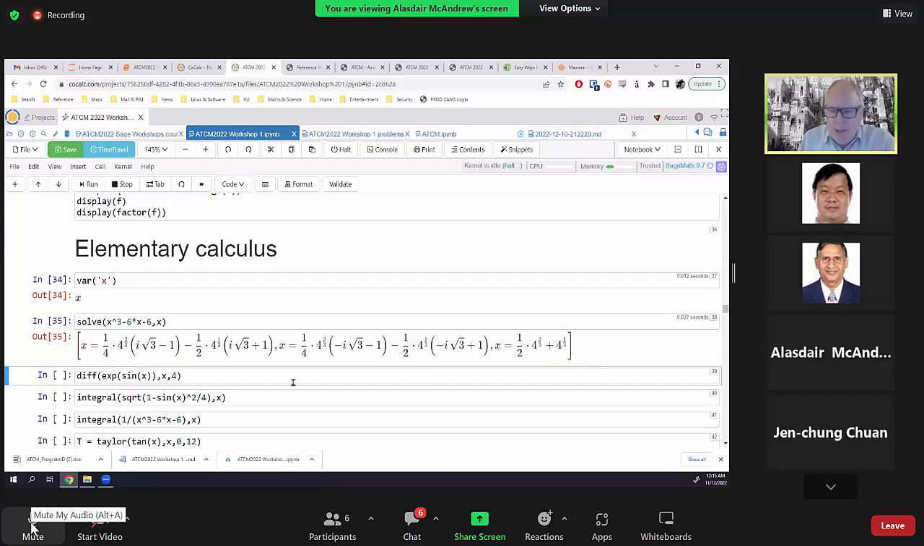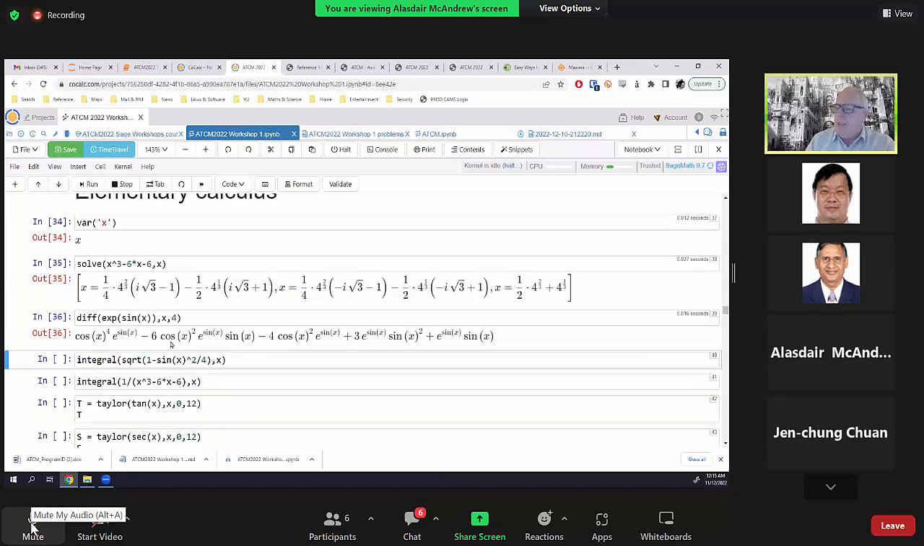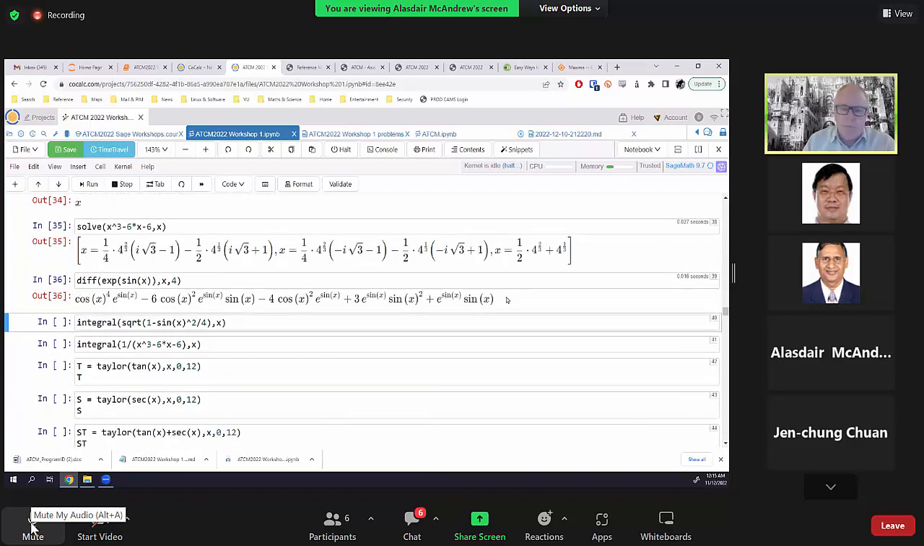So back to calculus, derivatives to any level. Here I'm looking at e to the power of sine x and differentiating it 4 times, and we get this lovely expression here. I'm sure that will give you all the warm and fuzzies. You look at something like that and you feel good about the world.